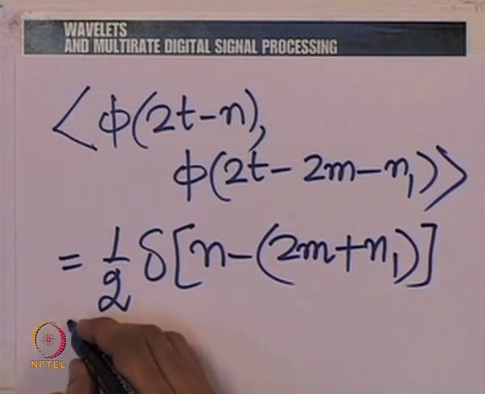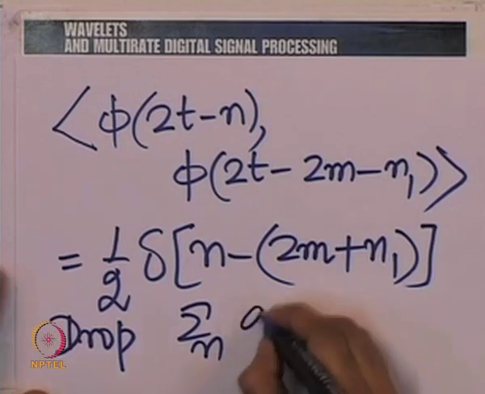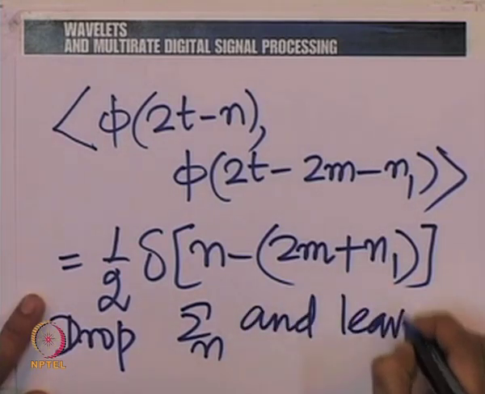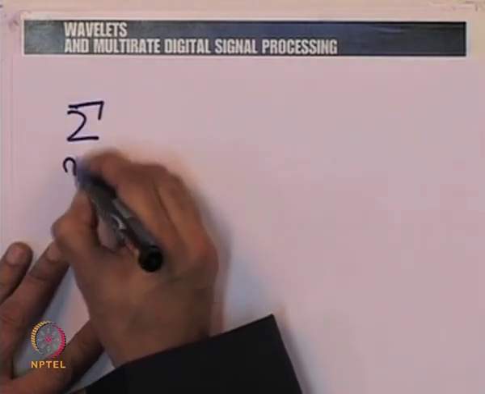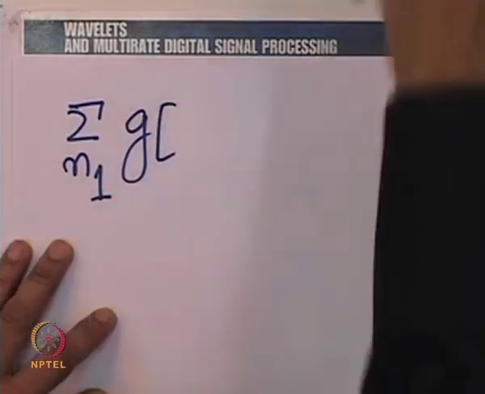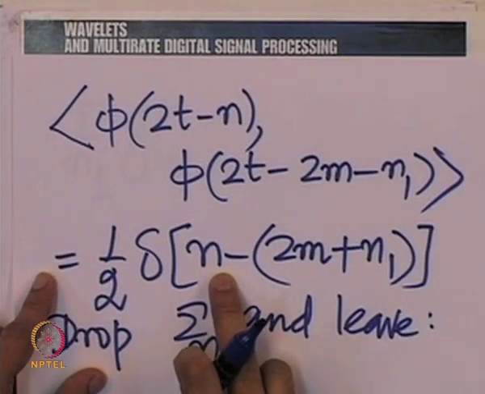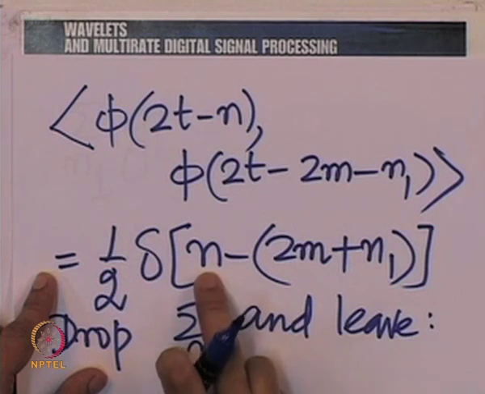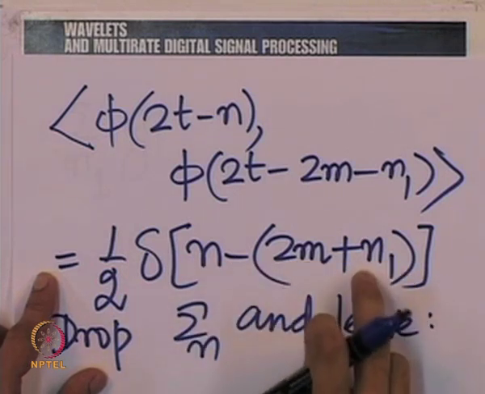And in fact, that means that we can drop one of these two summations. We could, if we like, drop the summation on n, and leave summation on n 1 g. Now, you know, this is a discrete impulse, which has a non-zero value only when n is equal to 2 m plus n 1. So, in place of n, we substitute 2 m plus n 1.